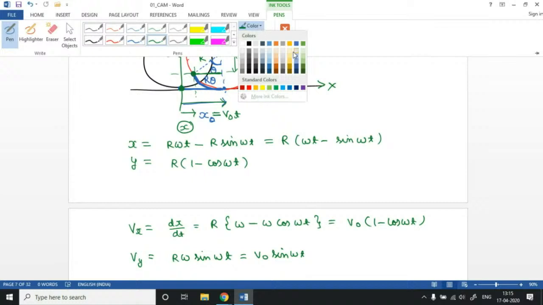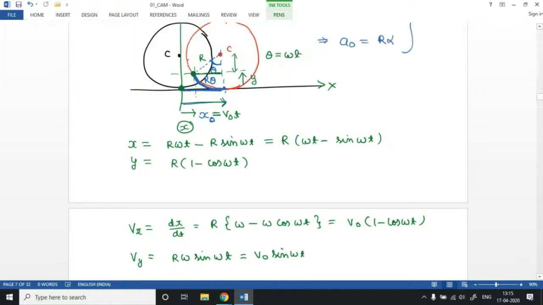Let's say this point has a translational velocity v naught, and a rotational velocity v naught as well. Here, if this angle is theta, this would be theta as well, and this here would be theta as well. So this component becomes v naught cos theta, and this component becomes v naught sine theta.